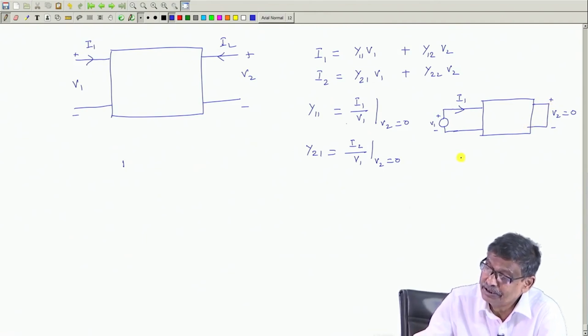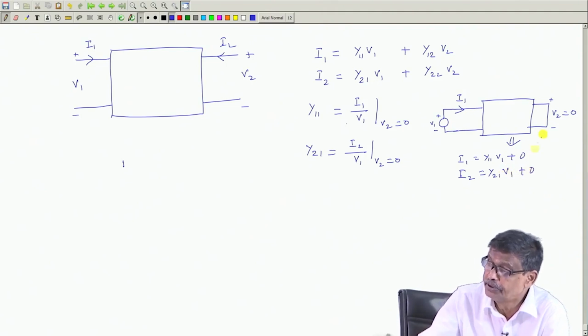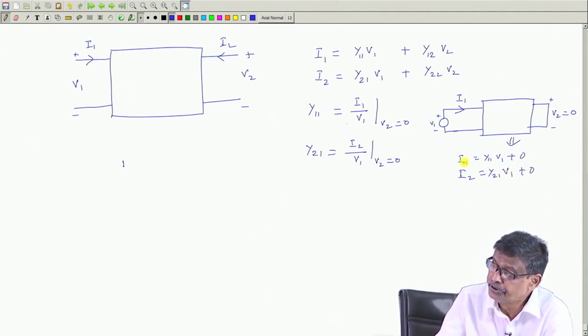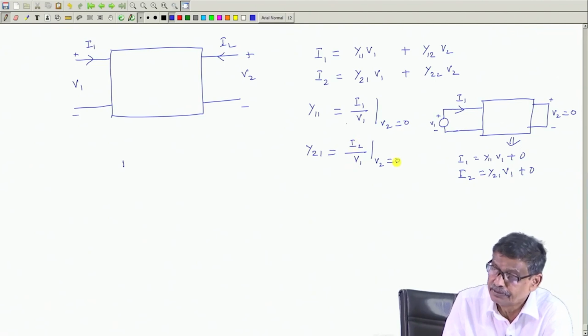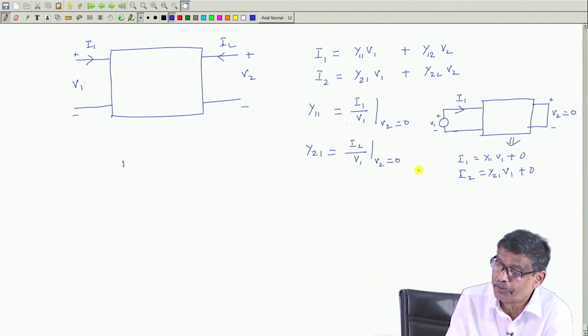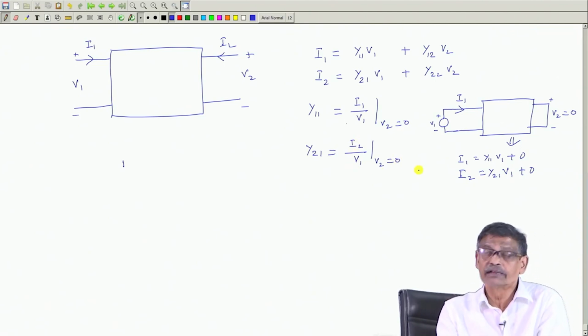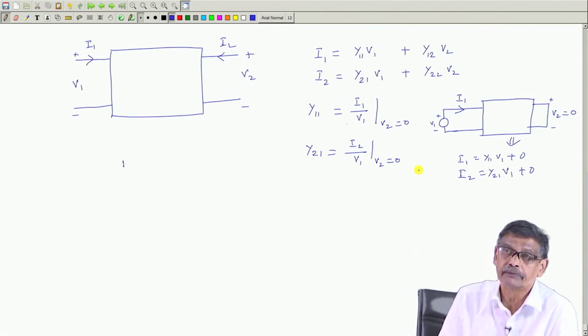So, I excite this with V 1 volt, keep V 2 equal to 0. Then what will be the relations? Now, I 1 is equal to Y 11 V 1 plus 0 under this condition for this same two-port network, and I 2 is equal to Y 21 V 1 plus 0, because V 2 is 0. Therefore, Y 11 is I 1 by V 1 with V 2 equal to 0, and Y 21 will be I 2 by V 1 with V 2 equal to 0. These two parameters you will get. These are called admittance parameters.